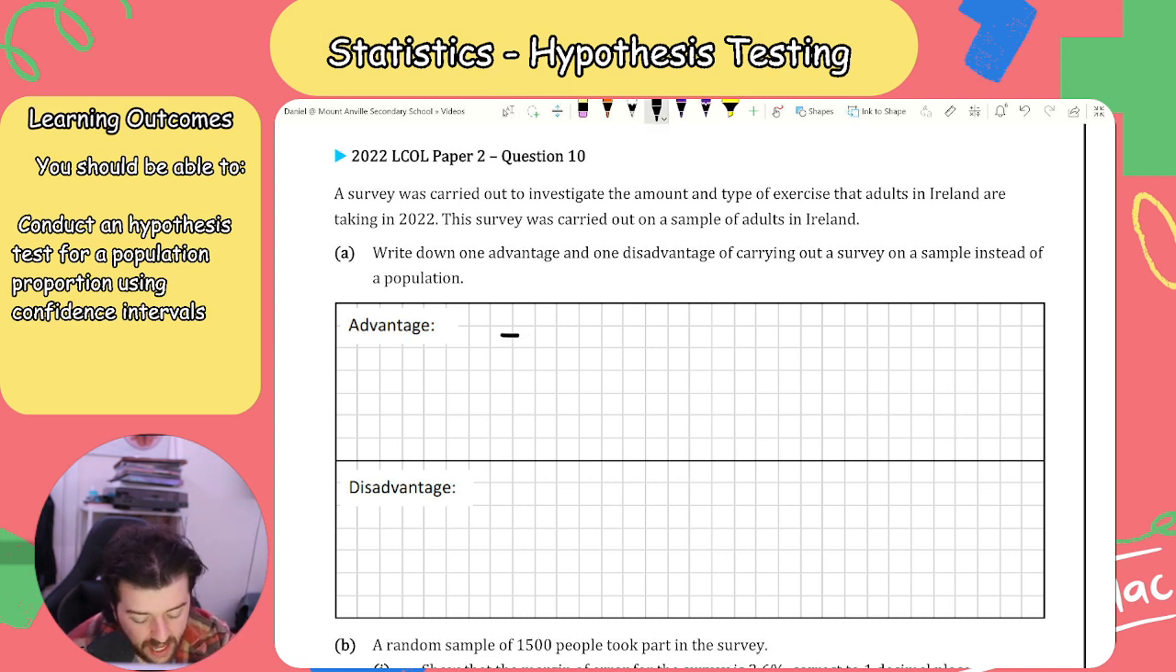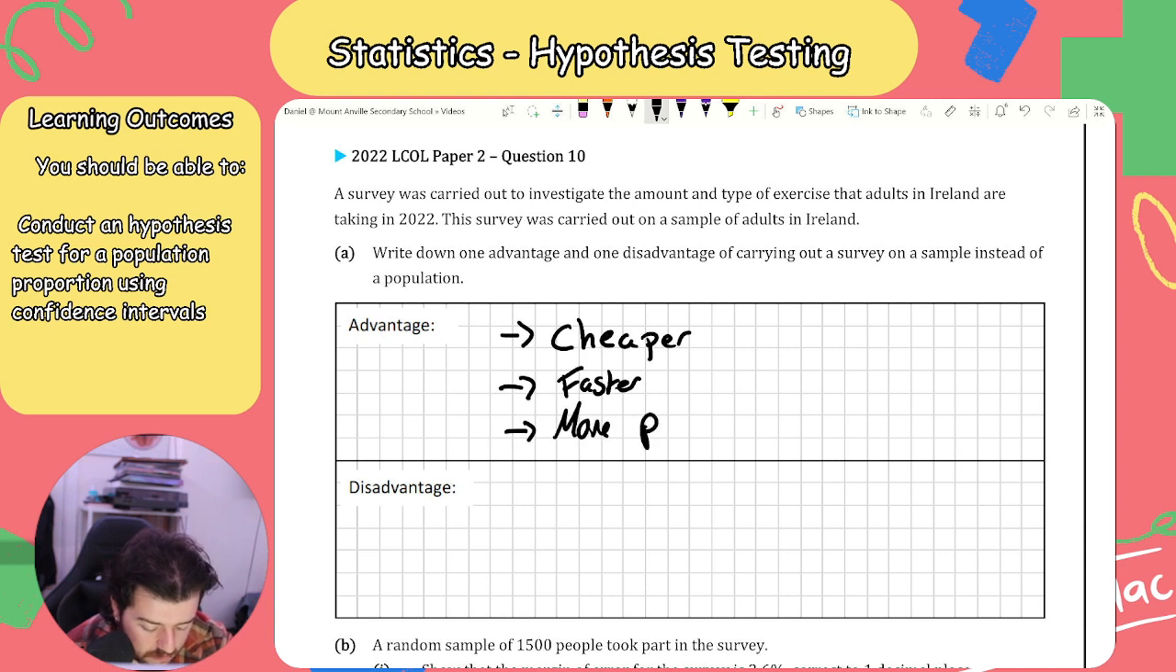Well, the advantage is it's cheaper, faster, and more practical. If I only have to test 50 people instead of 100 people, or 200 people, why would I do that? It's cheaper, it's quicker, and it's more practical because you can't test an entire population.